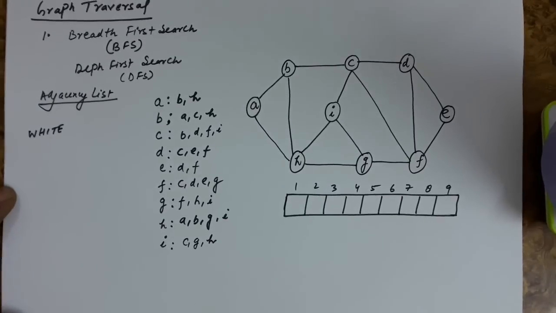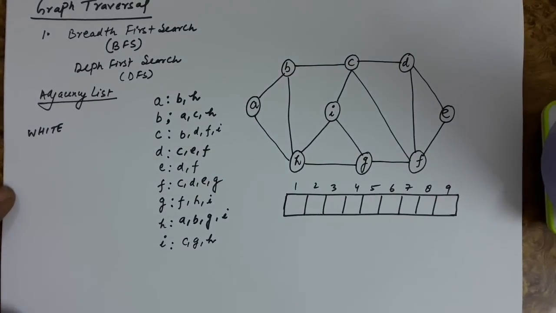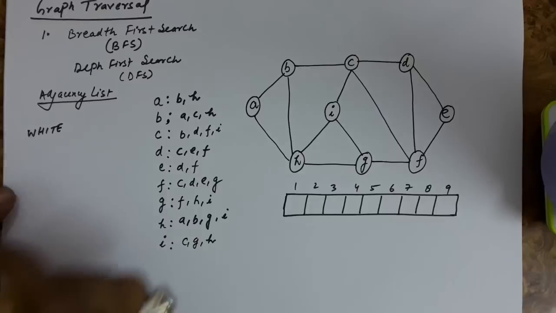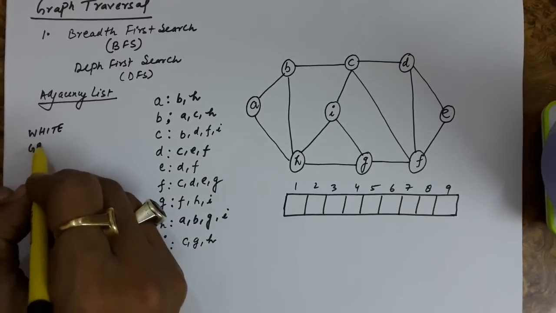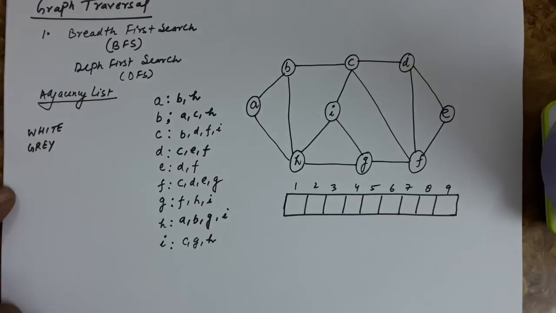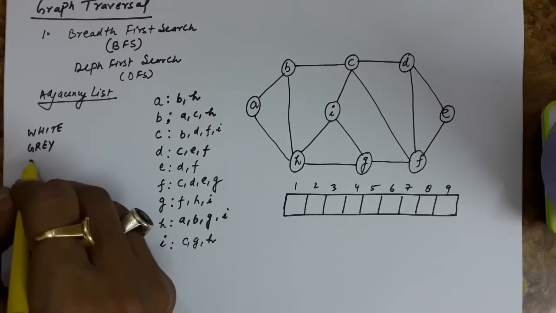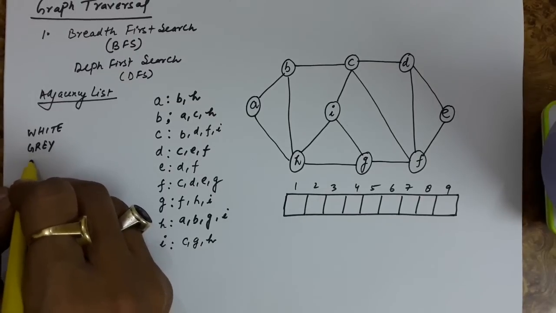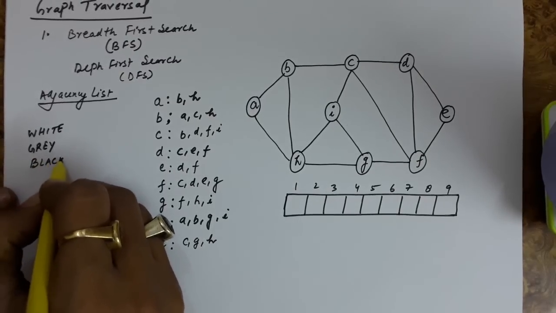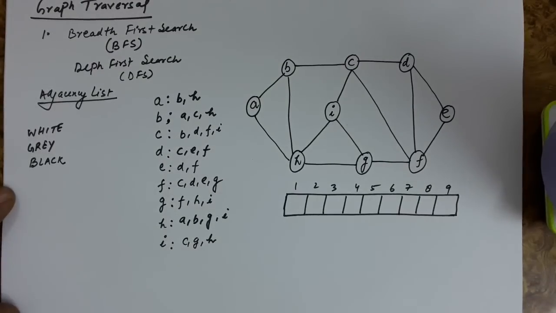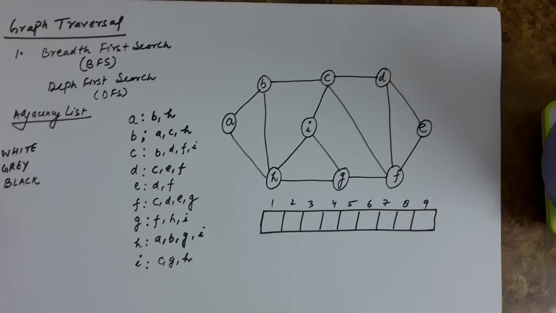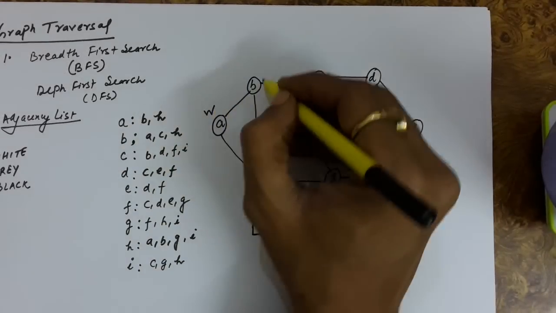It means I am coloring the vertices of the graph, and the first color is white, in which none of the vertices has been explored. The case in which a vertex has been explored and is in the queue, we will say is of gray color. And if a vertex has been deleted from the queue, it is of black color. Fine. So a vertex can be in any one of these three colors at any given point of time. Initially we consider that every vertex is of white color.